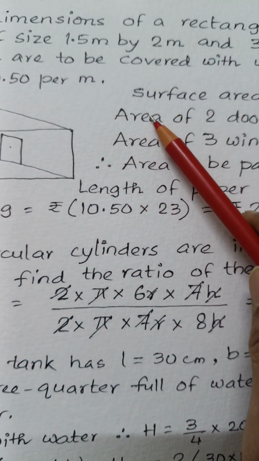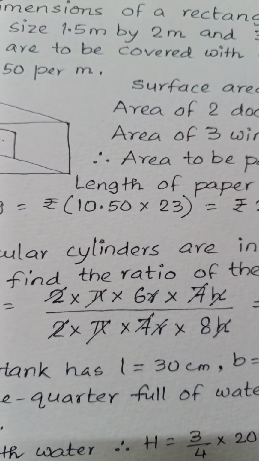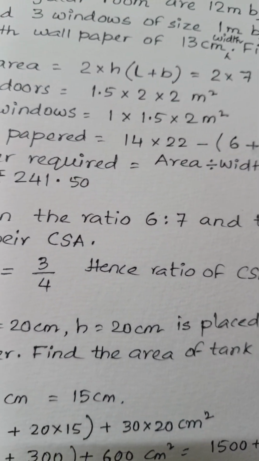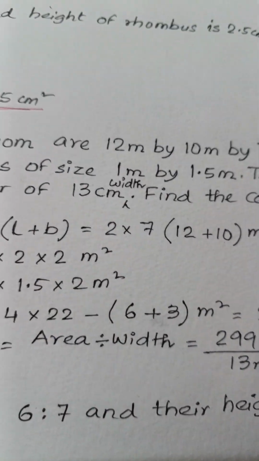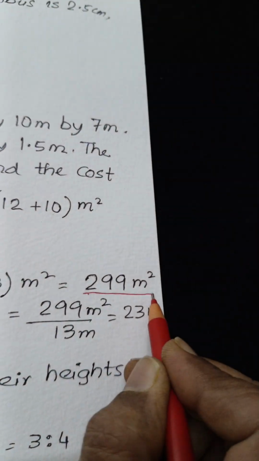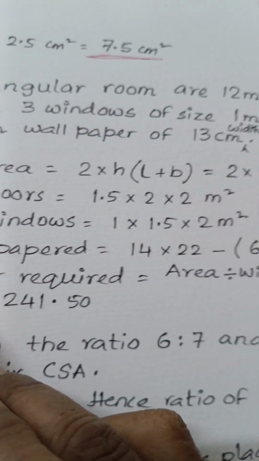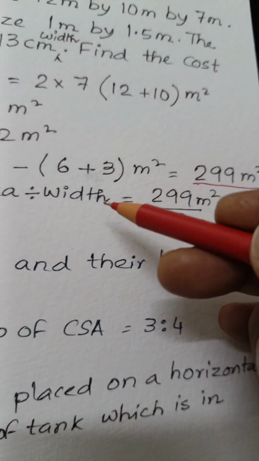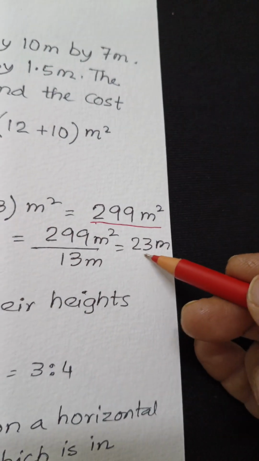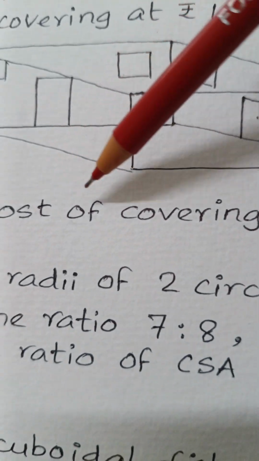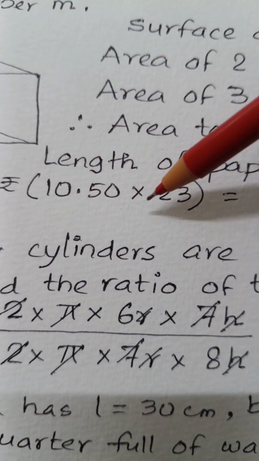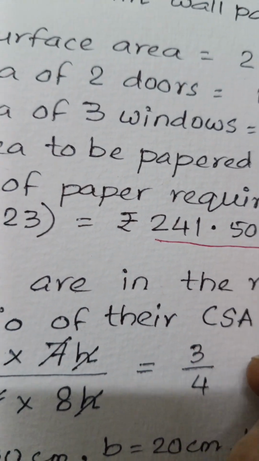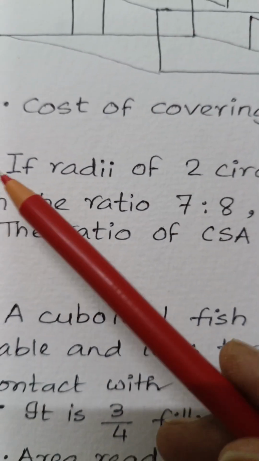Now we have to find the surface area of this room. Then we have to subtract area of 2 doors and area of 3 windows, and then we have to find how much paper is required, the area of the paper required. So we get area of paper required is 299 meter square. Now length of the paper required will be area divided by width. Width is given over here, 13 centimeter. So we have to find the length. Length is 23 meter. Now the cost of covering is equal to rupees 10.50 into 23, that is the length. That is 241.50.